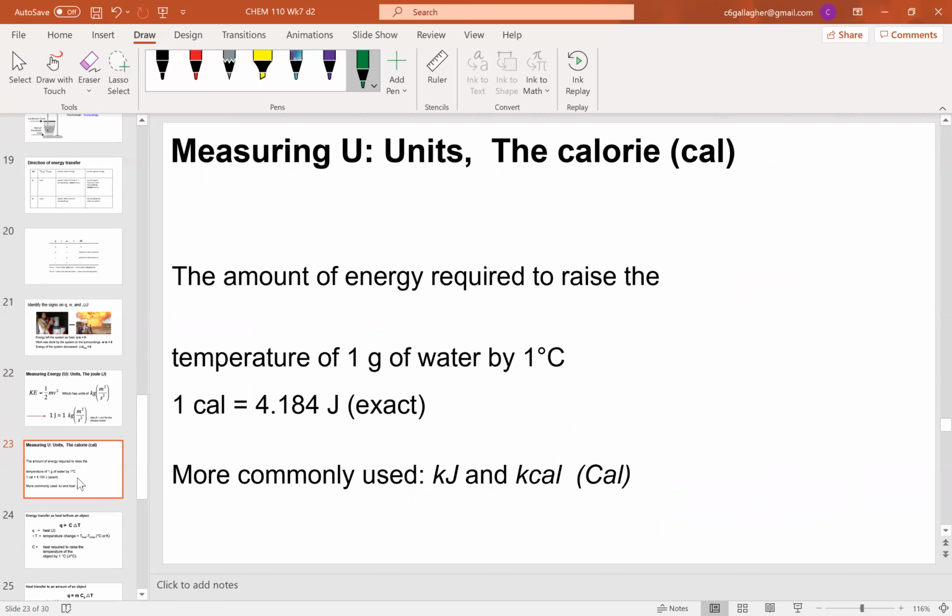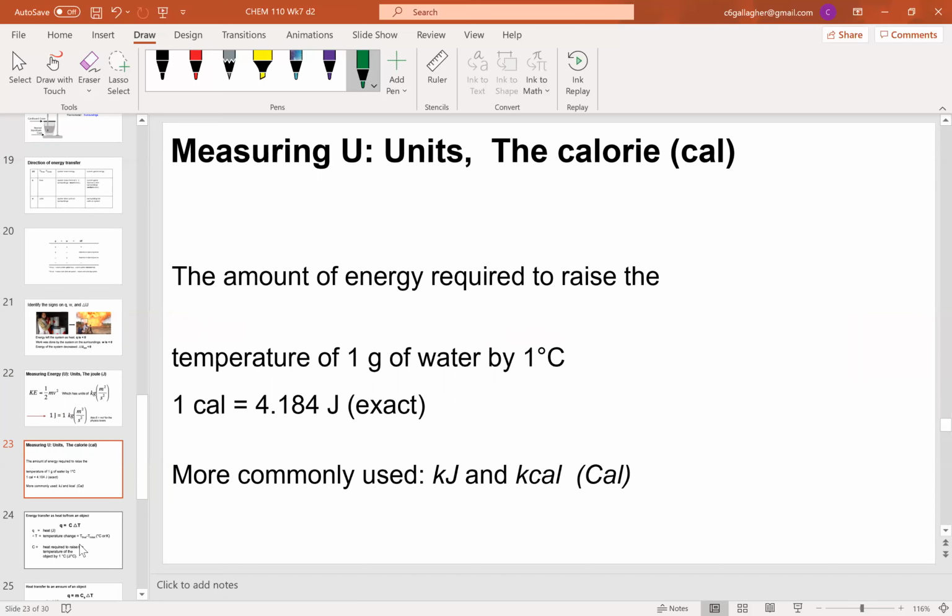We can also measure energy using calories. So the amount of energy required to raise the temperature of 1 gram of water by 1 degree Celsius is 1 calorie, or 4.184 joules to be exact. It's more common for us to use kilojoules or kilocalories.